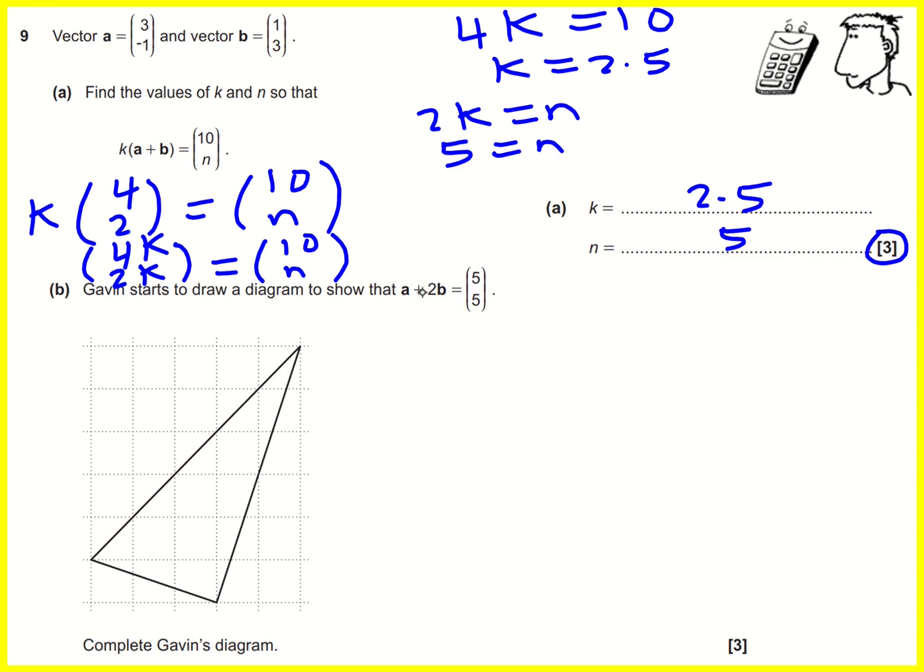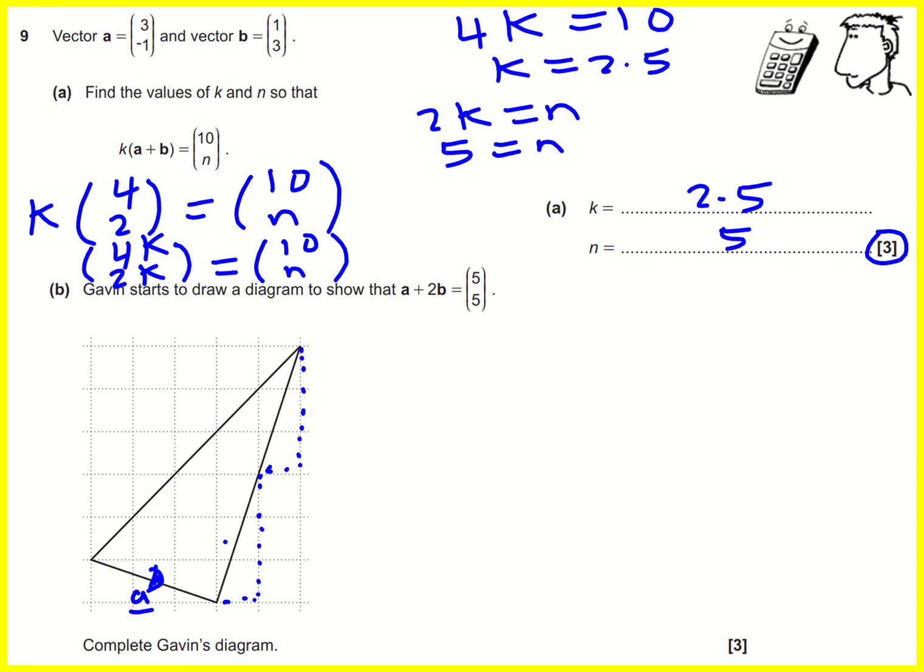Right, we then got a question about adding vectors together. A plus 2b equals 5, 5. I just need to figure out what's going on here. Well, the vector A is 3 along and 1 down, so actually this is vector A. And then 2b is my 1, 3. So that is B. And then that is also B.